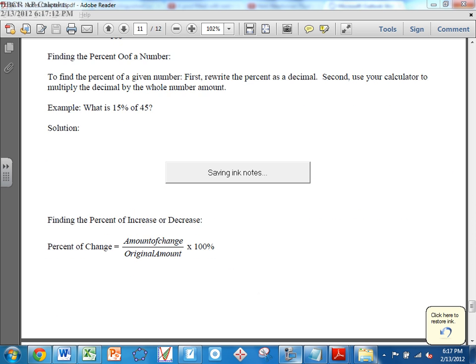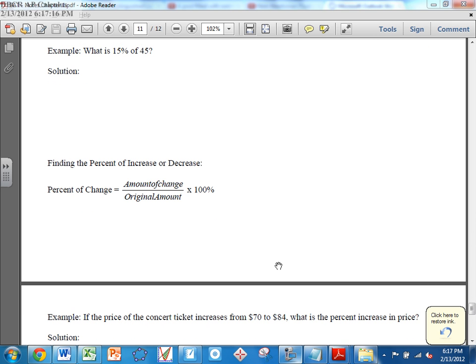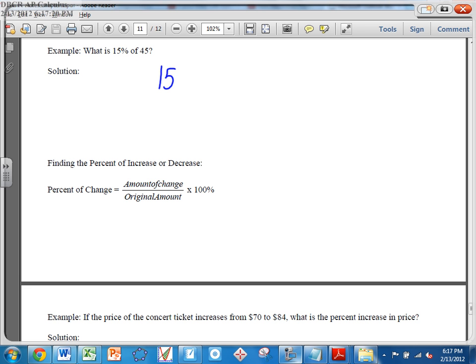Let's take a look at this next example. To find the percent of a given number, okay? So what is 15% of 45? So 15% of 45. So again, this is where it comes into play. Before, we talked about the word of. The word of in math means times. When you see percent, it means out of 100. So now we have something out of 100 that's multiplying. When something out of 100 is multiplying, we can think of fractions.